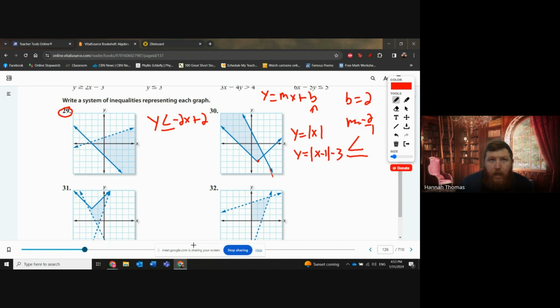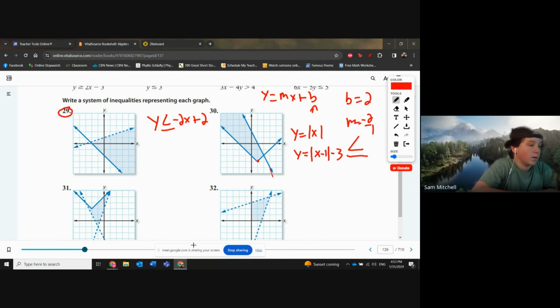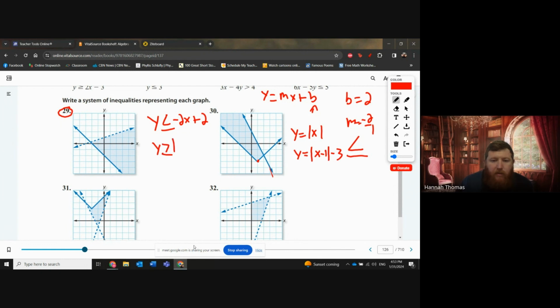Okay, and then is this greater than or less than? Did you shade above or below the absolute value? Above, so it's greater than, or equal to. So y is greater than or equal to the absolute value of x minus 1, minus 3. Yes. So for number 30, that's how you would do that one.